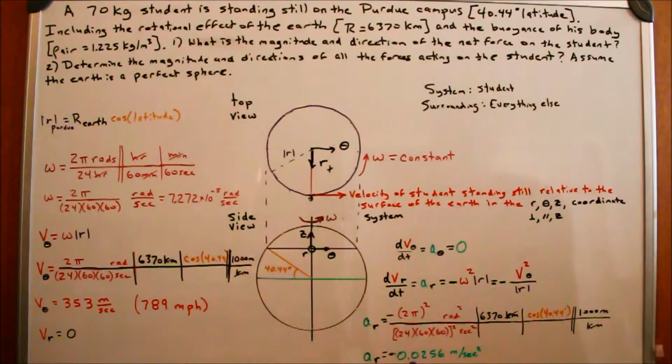You can see that this may give you a clue as to how important this is. If we think of g as 9.8 meters per second squared, the ratio of this to g says how important that term is, considering that we're rotating.